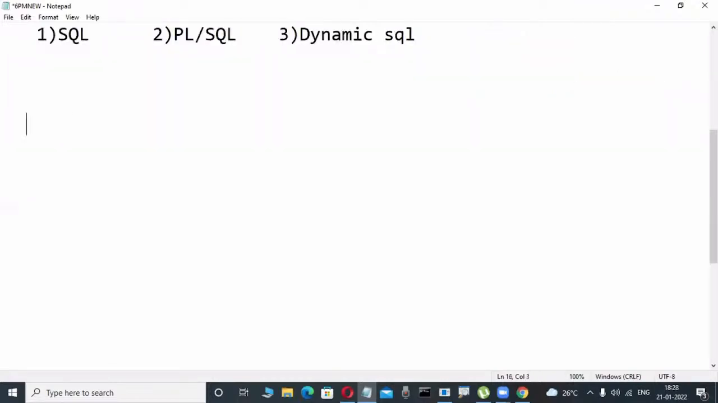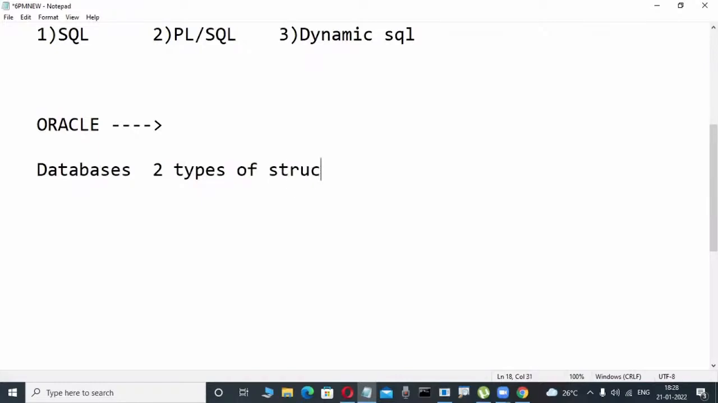Actually, these relational databases are there: Oracle, SQL Server, DB2. These are relational databases. But unfortunately, these databases have two types of structures. You must be familiar with this before we start our courses. These databases, observe here, have two types of structures. Don't write it, just observe it here.